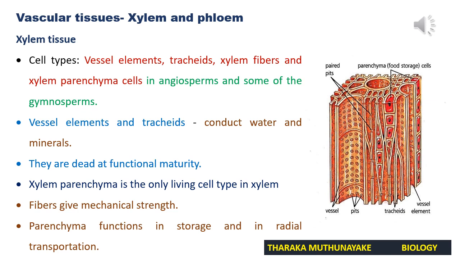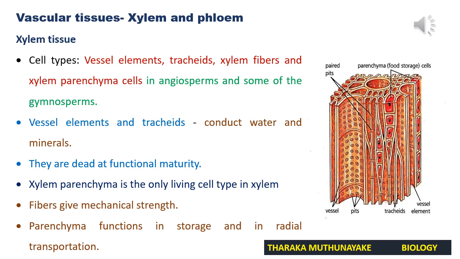Here you know the cell types found in xylem tissue of angiosperms and some of the gymnosperms. Those are vessel elements, tracheids, xylem fibers and xylem parenchyma cells. So what is the phylum of gymnosperm that possess these cells? That is Gnetophyta. I think you can remember this. And also we said when we were discussing diversity, other than angiosperms and Gnetophyta, lower vascular plants do not possess vessel elements. They have only tracheids, xylem fibers and xylem parenchyma.